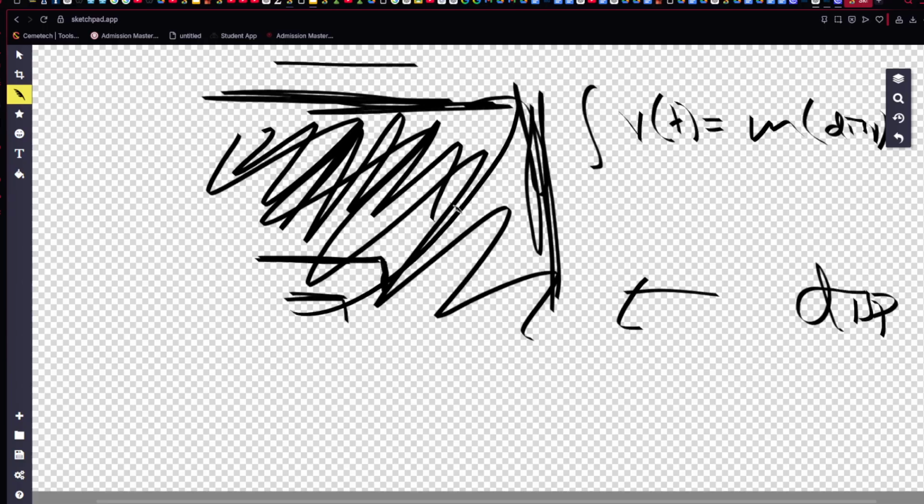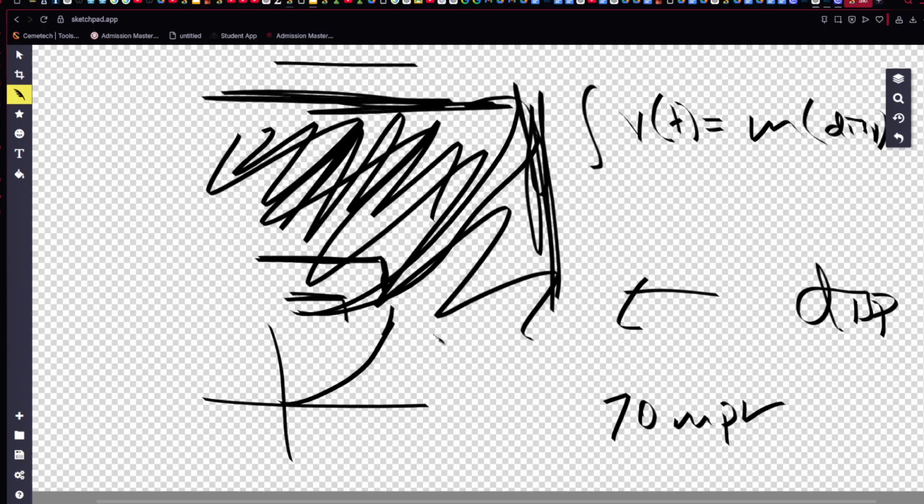But maybe there are some more practical explanations. Let's say that your car is traveling or can travel at 70 miles per hour and you have a parabola like this. And 70 miles per hour means that this is your max. Let's say that this is 70. And let's say you travel that for 2 hours. That technically means you can travel 140 miles.